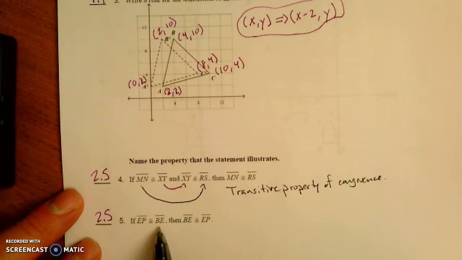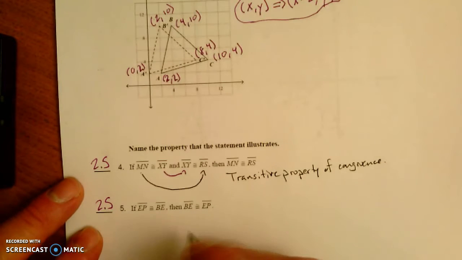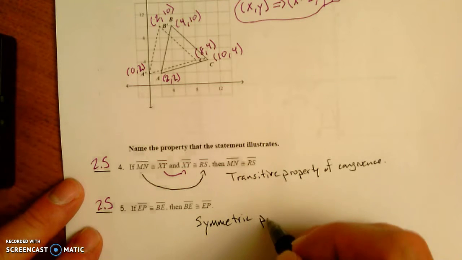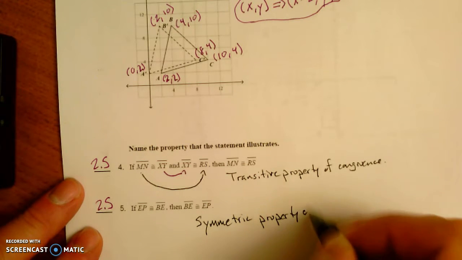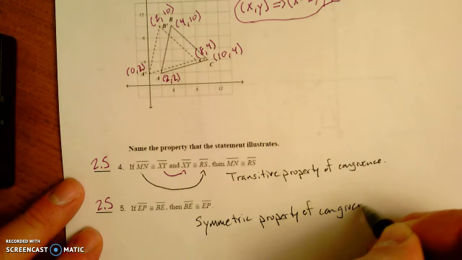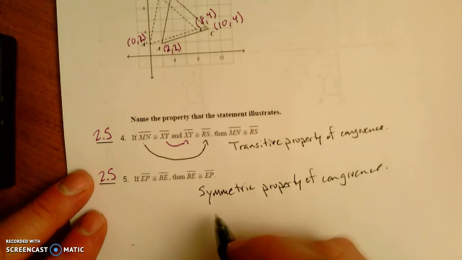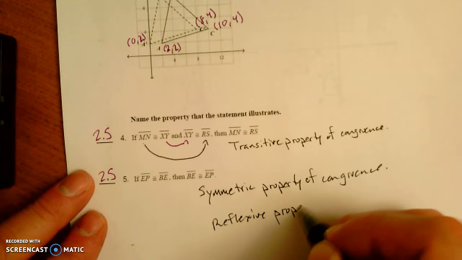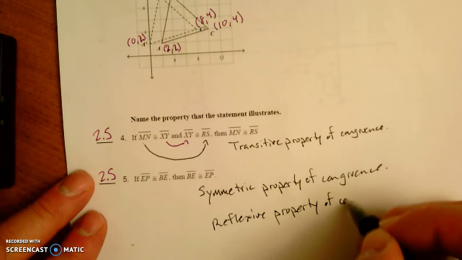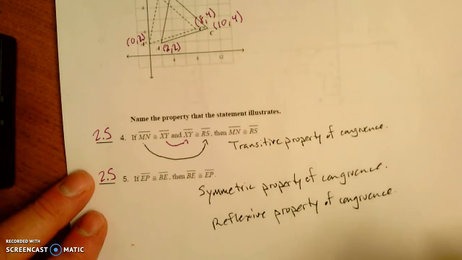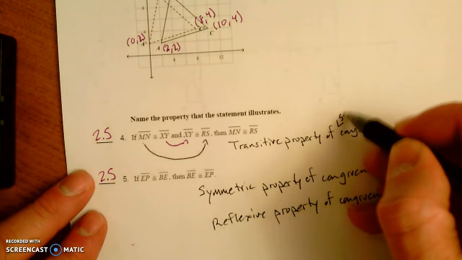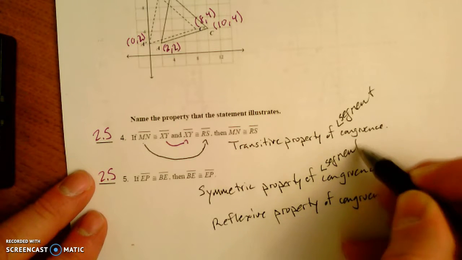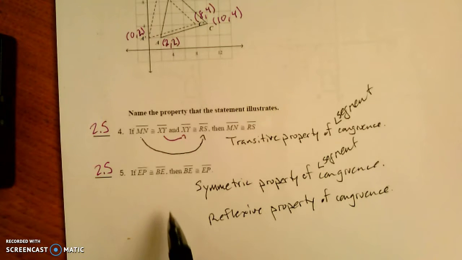Here's another one. EP is congruent to BE, and BE is congruent to EP. This is the symmetric property of congruence. The other property that would show up would be the reflexive property of congruence. And actually, I should add on segment congruence, because we're specifically talking about segments.